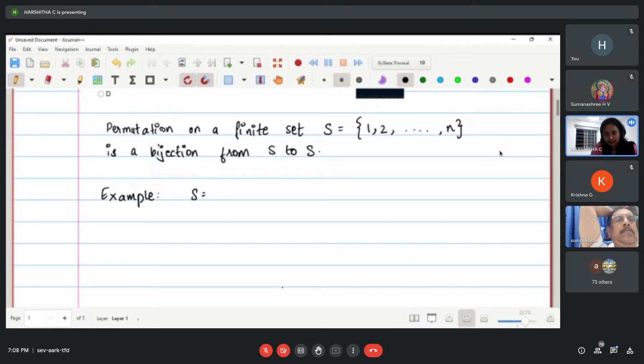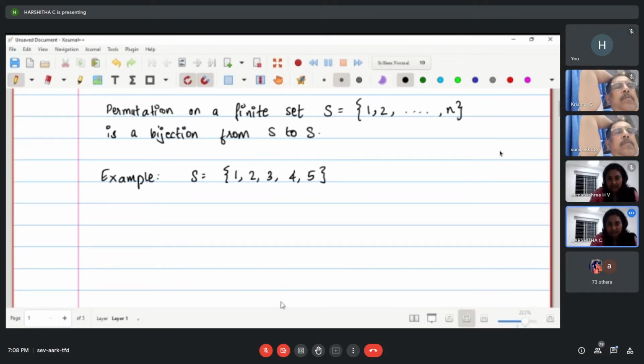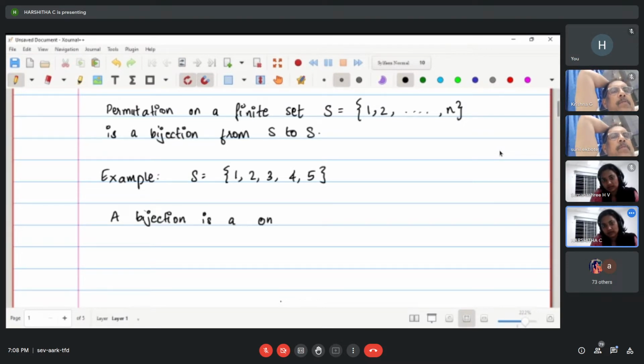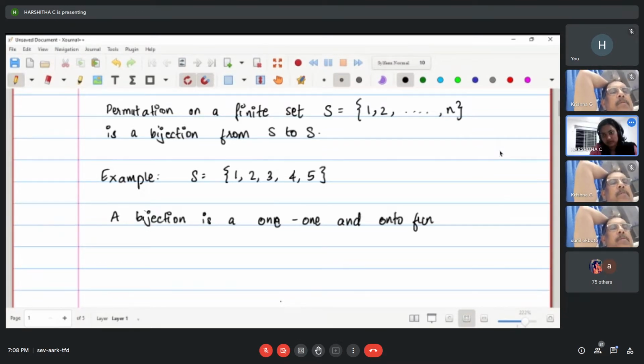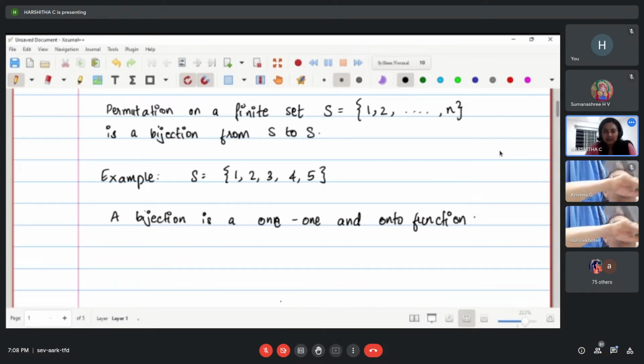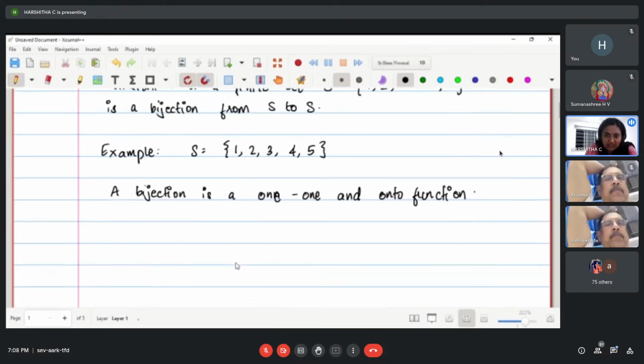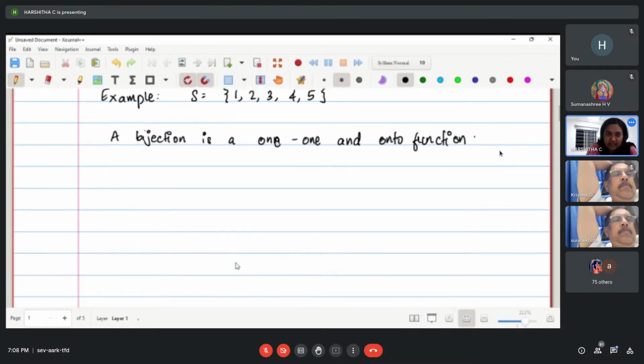So we'll take our n to be, let's say, 5. So we have the set 1, 2, 3, 4, 5. So any function which is bijective, and just to recall what is a bijection? A bijection is a 1-1 and onto function. So maybe I'll write a few functions from S to S and you can tell me which of these is a permutation and which of it is not.